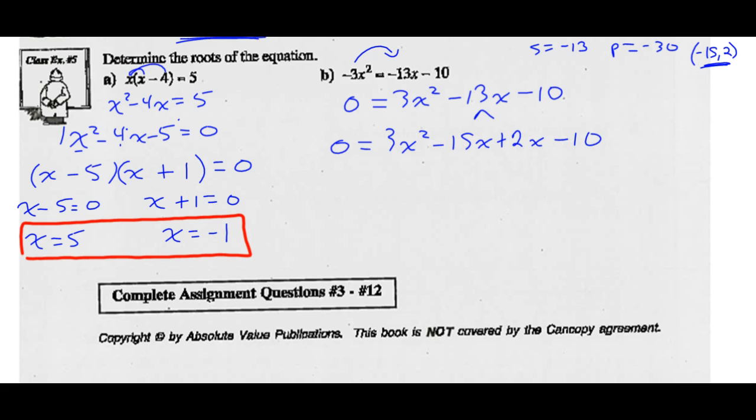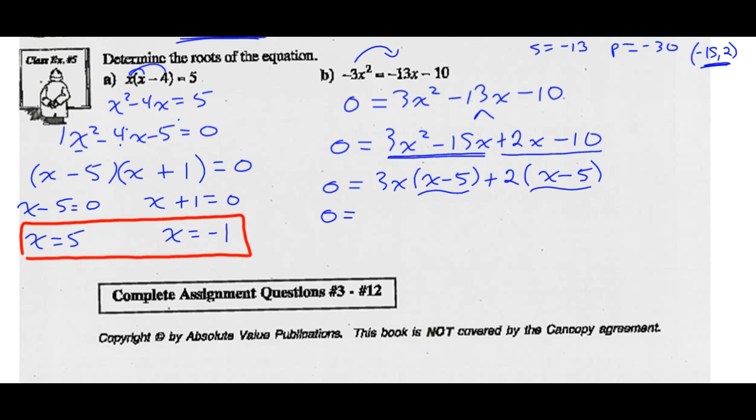I'm now going to factor the right side of this equation by grouping. So 0 equals, the common factor of the first two terms here is a 3x. That leaves me x minus 5. The common factor of the last two terms is a positive 2. That leaves me x minus 5. I still have an equation, so 0 equals, I've got a common binomial factor of x minus 5. That leaves me 3x plus 2.